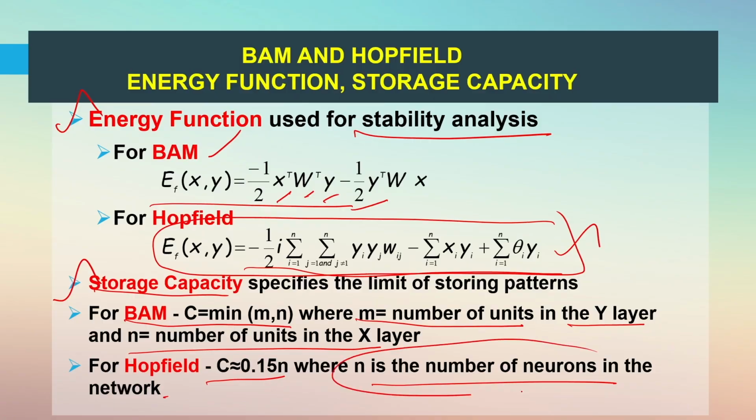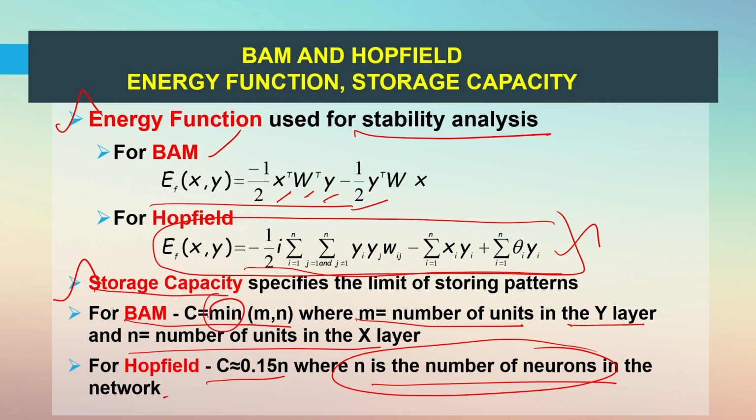The memory capacity of a Hopfield network is directly proportional to the total number of neurons in the network, whereas for a BAM network it also depends on the number of neurons, but there is a comparison between how many nodes are in the input and how many are in the output, and accordingly you should decide, and it should be the minimum of m comma n. That is what you should decide with respect to BAM and Hopfield networks, and these two parameters are the most important. These two parameters are not available with any other network.